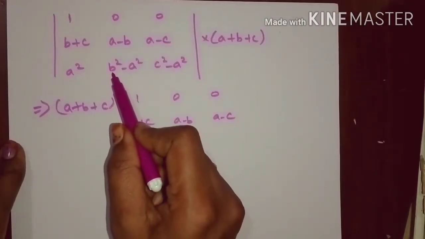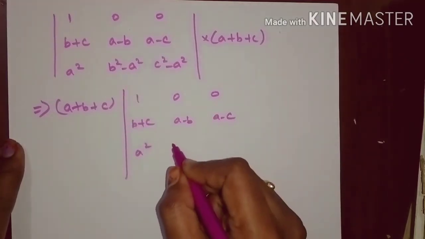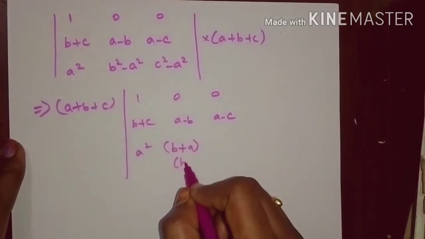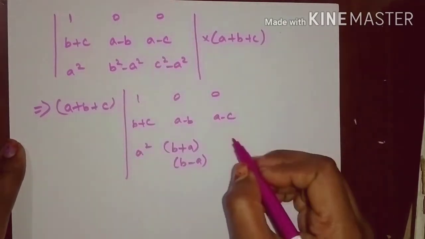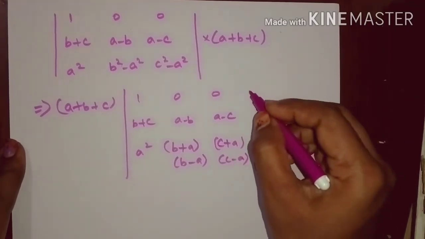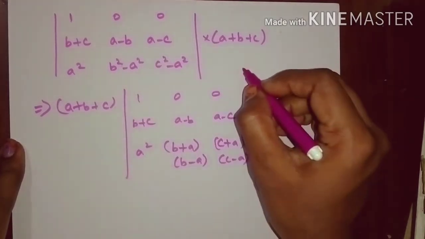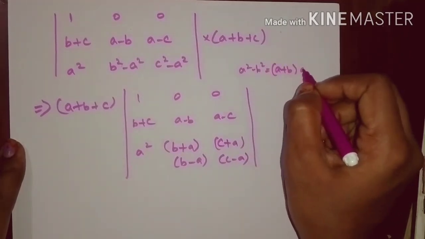Okay, b square minus a square is the formula: b plus a, b minus a. We will get the notation as b plus a and b minus a. And similarly the formula can be applied here also. We will get c plus a, c minus a. The formula we applied here is a square minus b square, which is a plus b into a minus b.